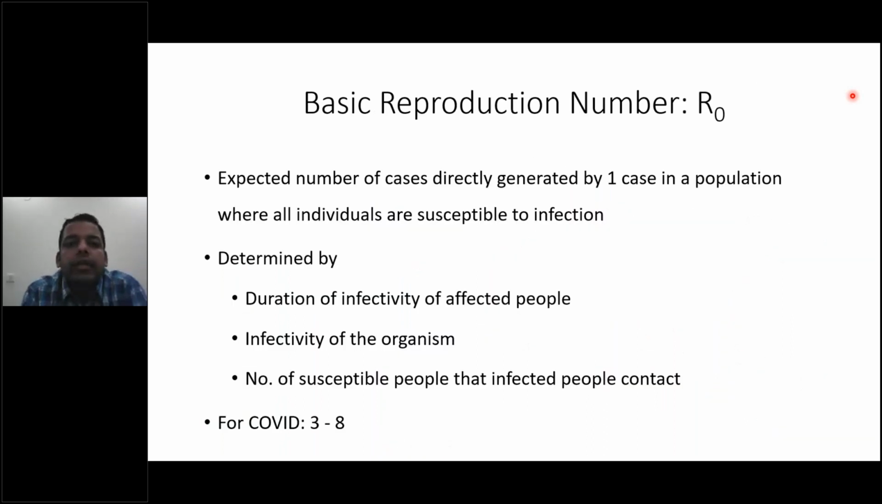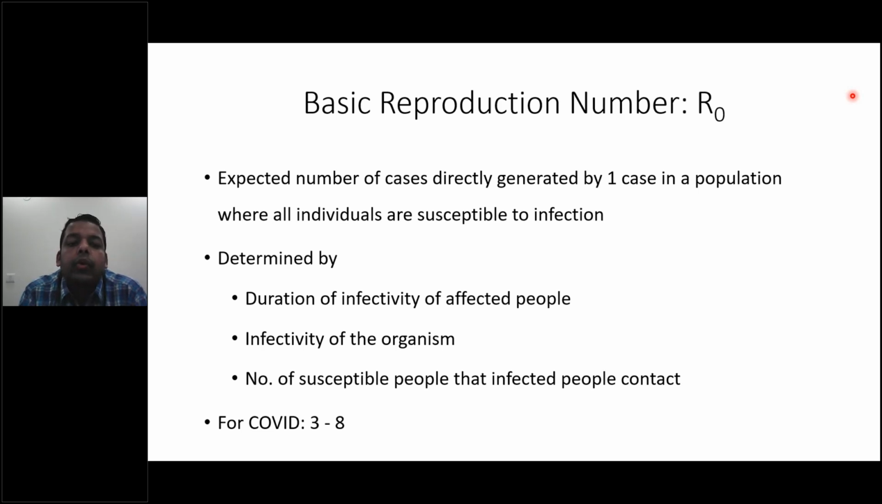So how does a disease spread? The important thing epidemiologically is what we refer to as the basic reproduction number, or the R0, as it is referred. This is the expected number of cases directly generated by one case in a population where all individuals are susceptible to the infection. So in short, if there is one infected case, how many more infected cases that person can generate is the basic reproduction number of the disease.